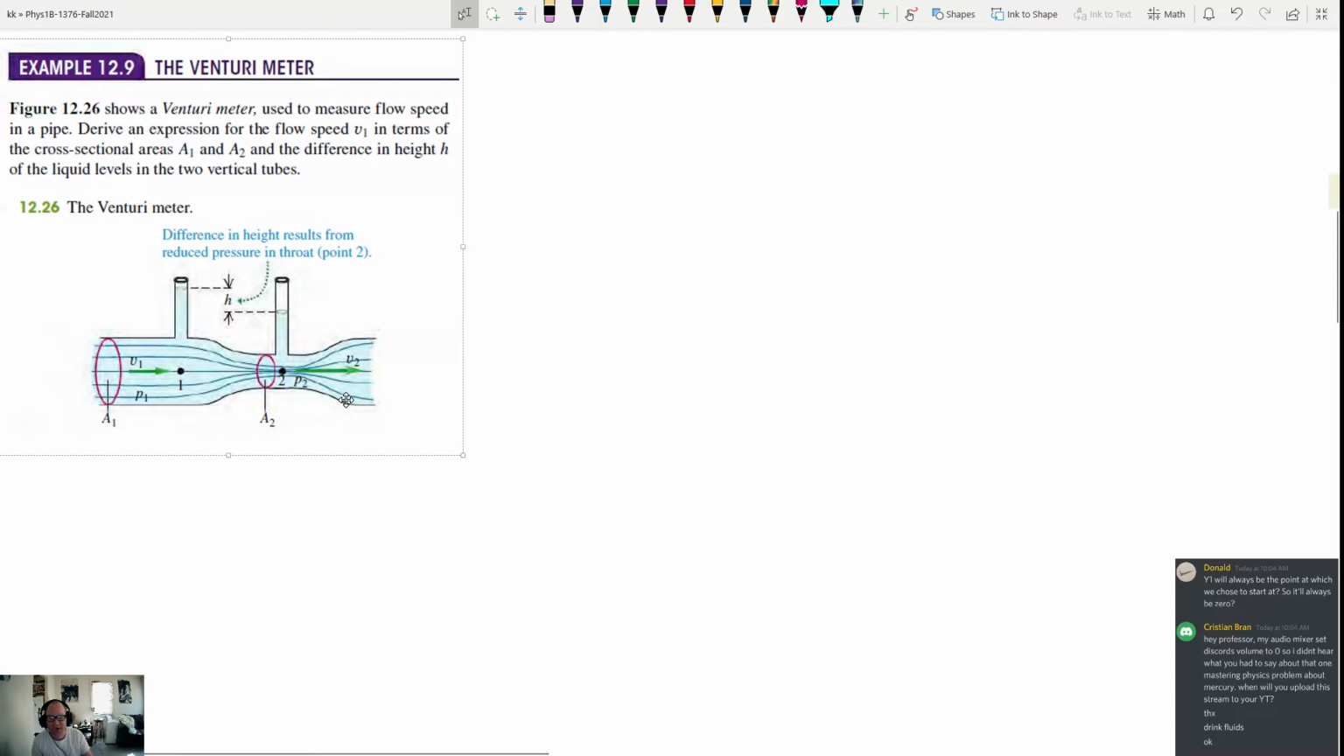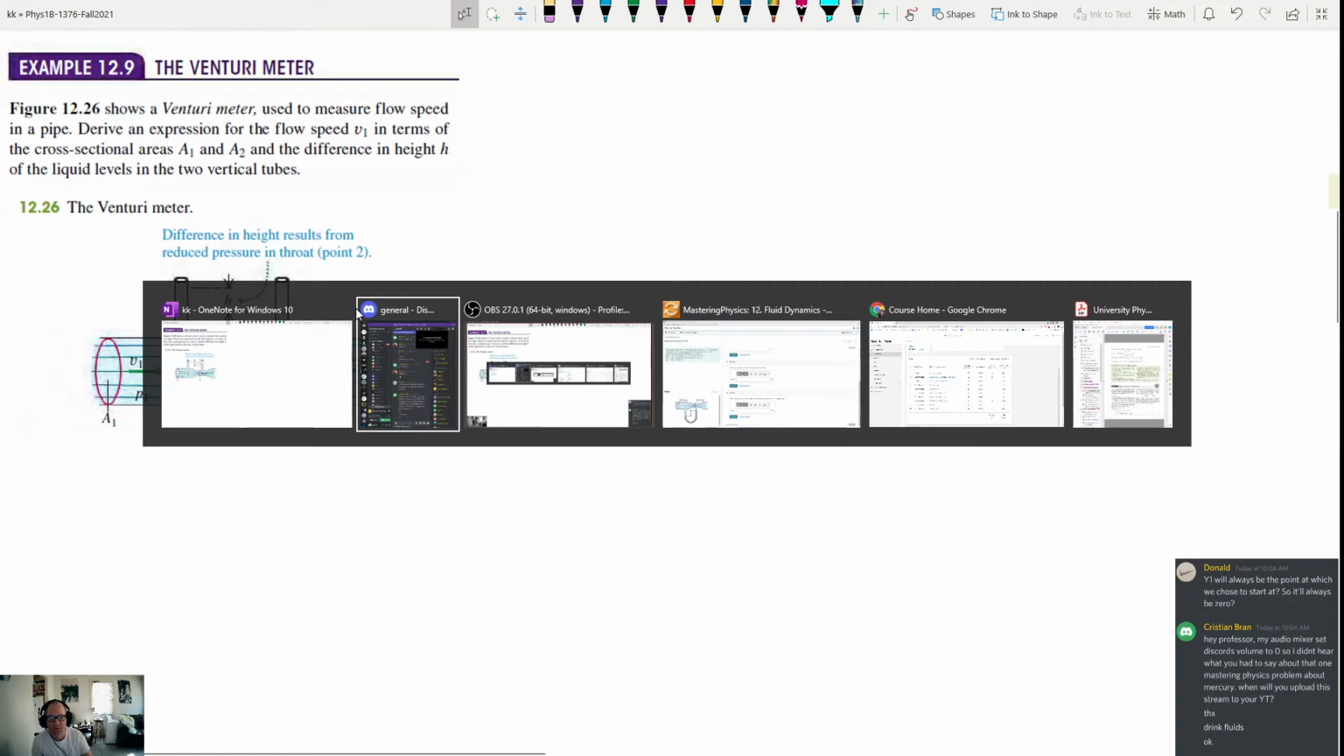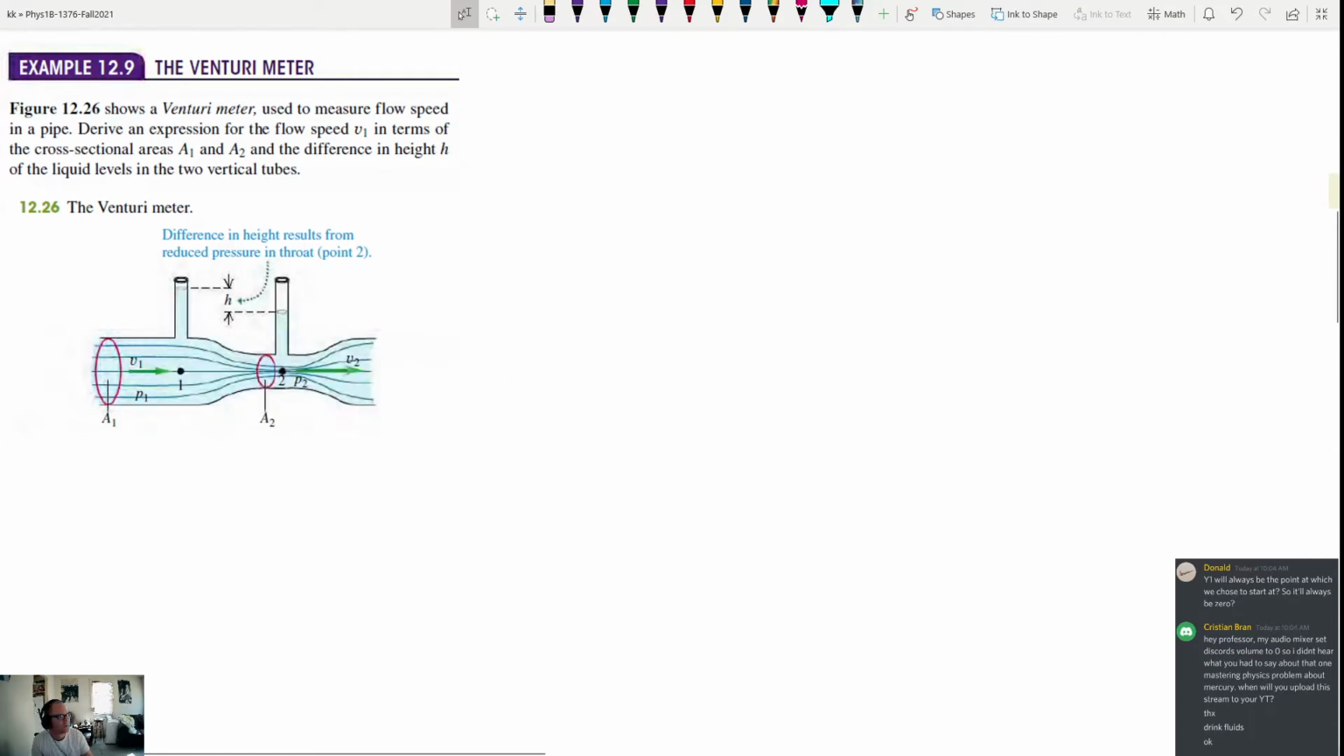One thing to think about is, what would the level in this tube on the right be if the water wasn't flowing? Does that question make sense? What would the level of the water in this pipe be if the fluid wasn't flowing? Would it be the same level? Would it be higher? What do you all think? They would be the same.